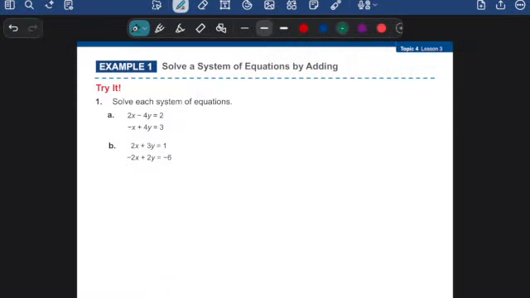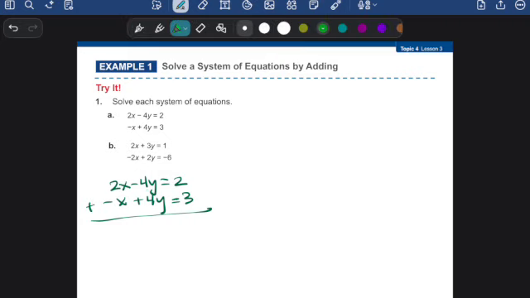Try it number 1. Let's solve this system of equations using elimination. So again, you can see we have both equations in standard form, so we're going to add them together. I'm going to rewrite them down here. So which variable are we going to eliminate? Are we going to eliminate the x variable or the y variable? Well, we can see just by looking at it, I can cancel out the y variables already.